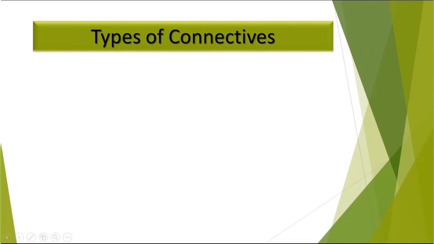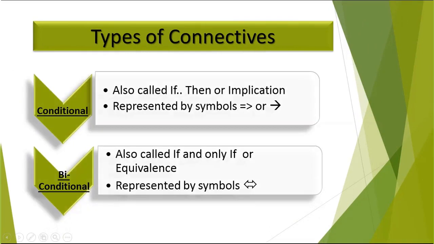Another two connectives are called conditional and biconditional. Conditional is also called if-then or implication. The symbol that is used to represent it is called implication sign. Biconditional is also known as if and only if or equivalence. The symbol which is used to represent biconditional is called symbol of equivalence.